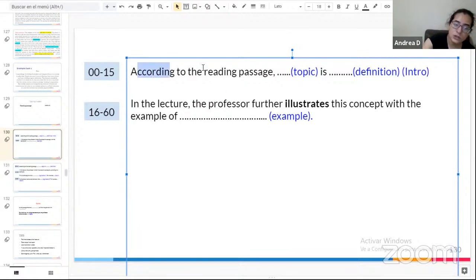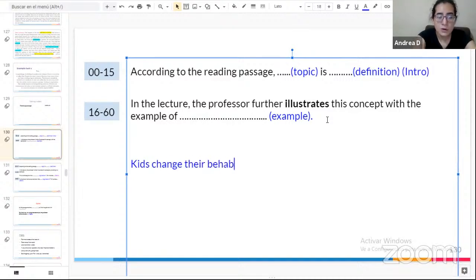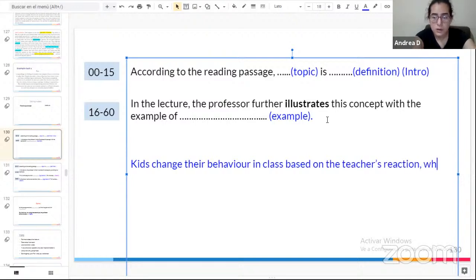So first thing, the intro, the topic and the definition, and then you move on to the lecture. Try to show the connection, try to do something like, so kids change their behavior or their attitude in class based on the teacher's reaction, which is the consequence. Okay, so try to show how that's connected. You can always kind of repeat the definition later, but relating it to the example. Know what I mean? So you don't need a conclusion.